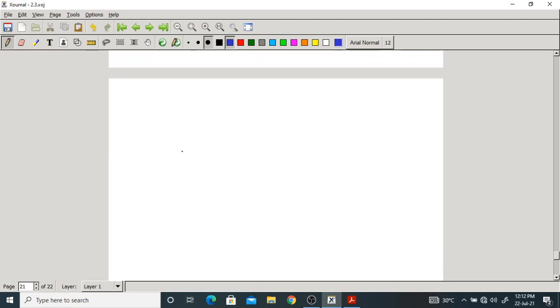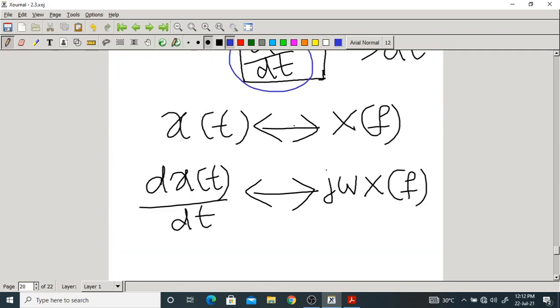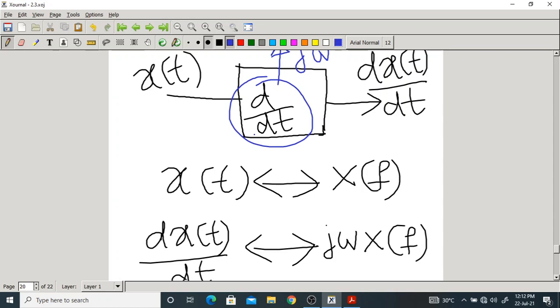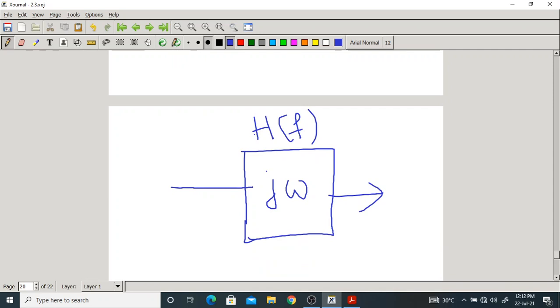Which means that when we are differentiating, we are passing the signal through a system whose transfer function is j omega. H of f is j omega. That is the meaning. You are doing a differentiation in time domain. In frequency domain, it is equivalent to passing a signal through a system with frequency response j omega. Is it okay? Obviously, if it is x of f, it would be j omega into x of f in general.